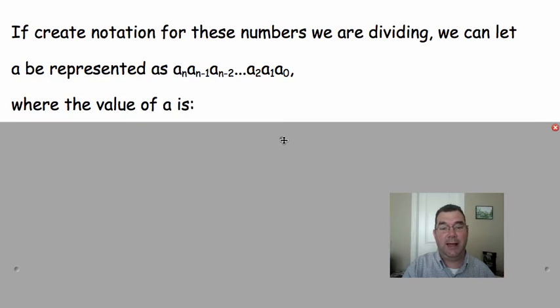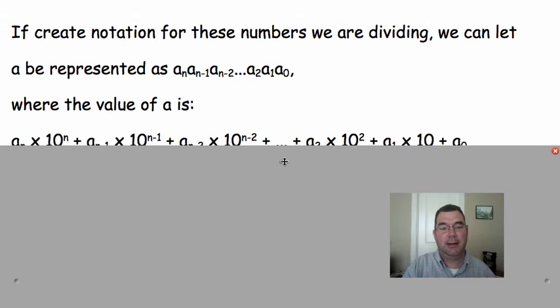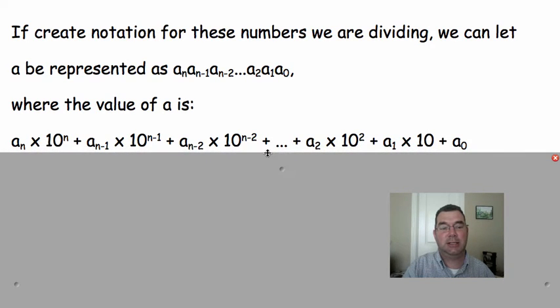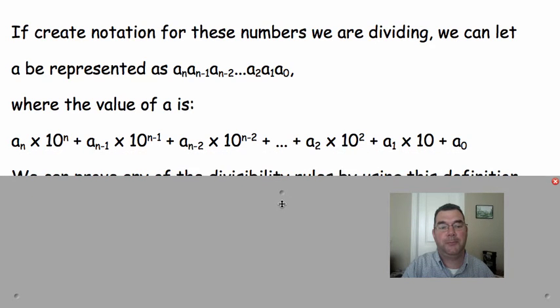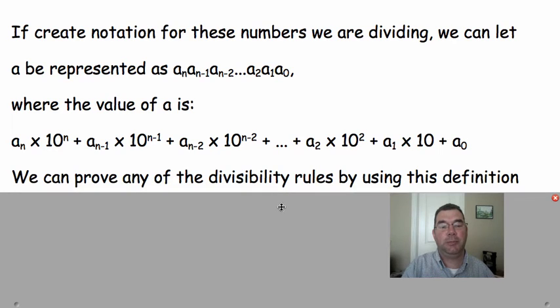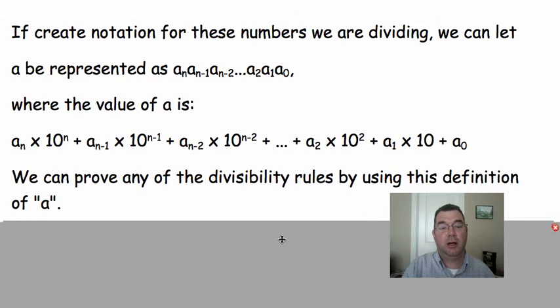All right, so the value of this number is: you would take the digit that is in this a_n position and multiply it by 10 to the n, and then a_(n-1) times 10 to the n minus 1, all the way down to a_0 times 10 to the 0, or just times 1. Okay, so that's how you figure out the value, but when I write it like this, those are the actual digits. It's not multiplication. Those aren't all being multiplied.